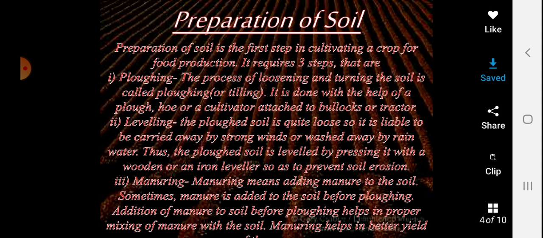So manuring means what? We add manure to the soil, and sometimes manure is added to the soil before plowing. As I discussed, sometimes we need to make sure that enough nutrients are there. The addition of manure to the soil before plowing helps in the proper mixing of manure with the soil, and it will also help us to get a proper quality of crops.